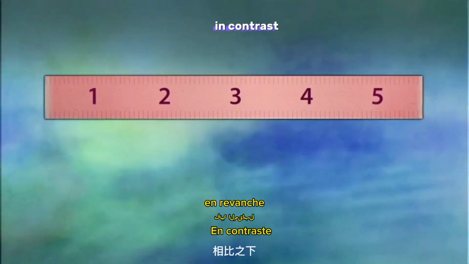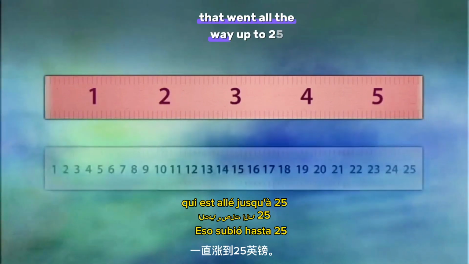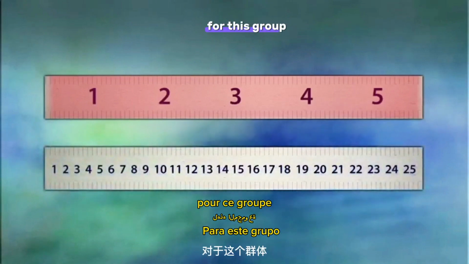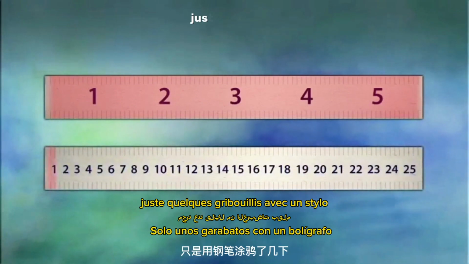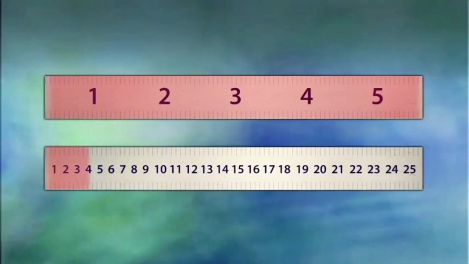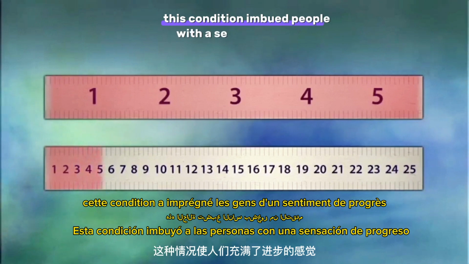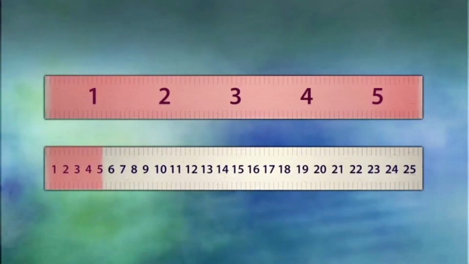In contrast, the rest of the participants saw a number line that went all the way up to 25. For this group, most weight loss goals required only a little bit of coloring. Just a few scribbles with a pen, and you were exactly where you needed to be. This condition imbued people with a sense of progress. People felt like they were very close to their goals.